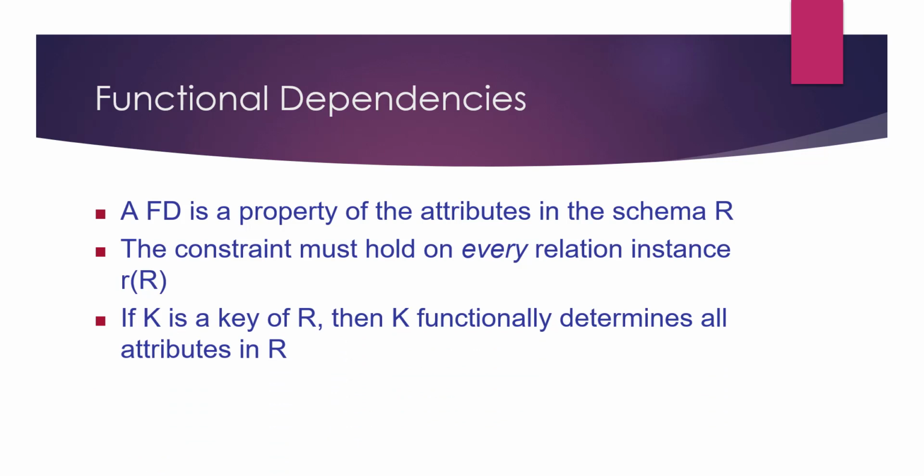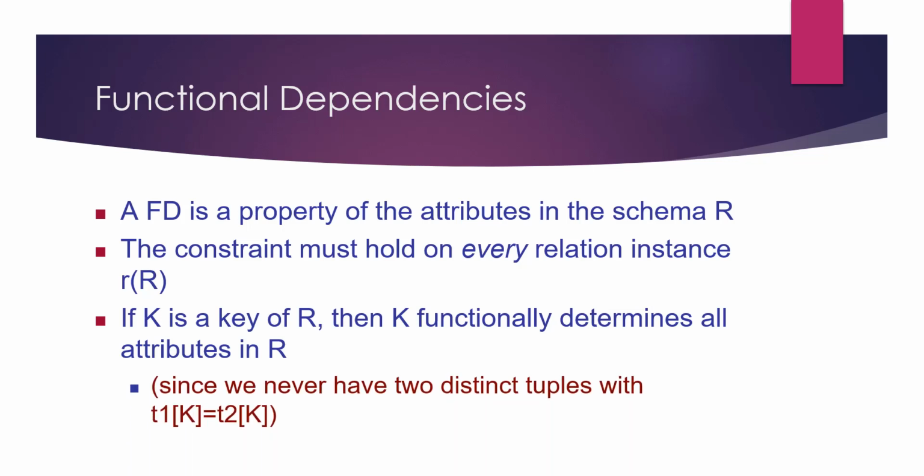So if we also have a key in our relation, since the keys are unique, they will not be repeated in our table. That means we have a functional dependency, and k functionally determines all the attributes in R. Why? Again, because if we have a tuple 1 that has the value k in that column, we cannot have another row with the same value in that column.